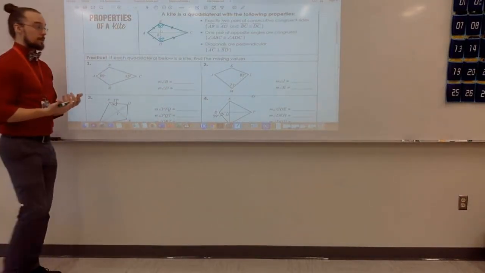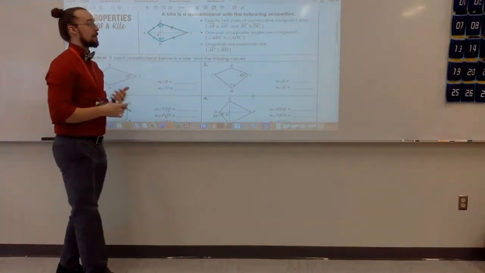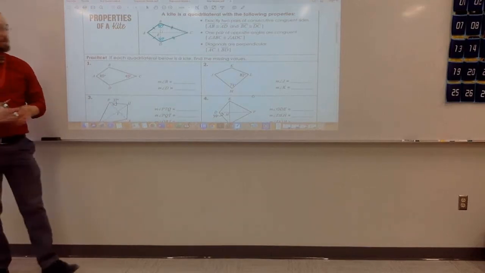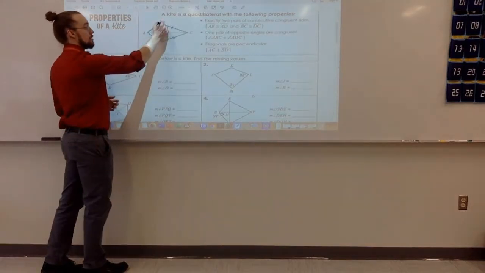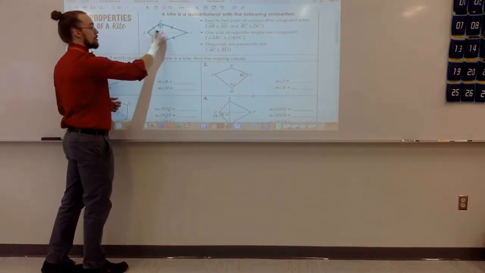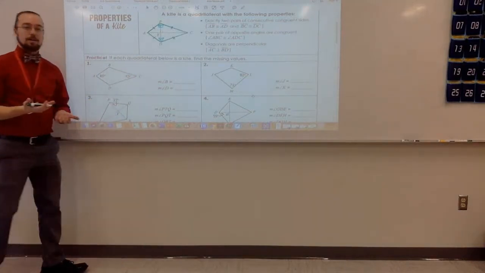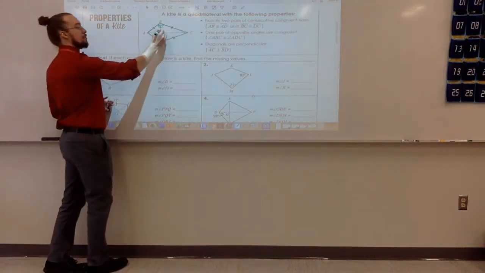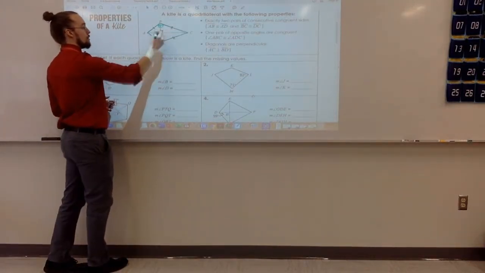The final property is that the diagonals are perpendicular. We'll use that to find missing angles quite often in kites. We know that the diagonals form 90-degree angles.